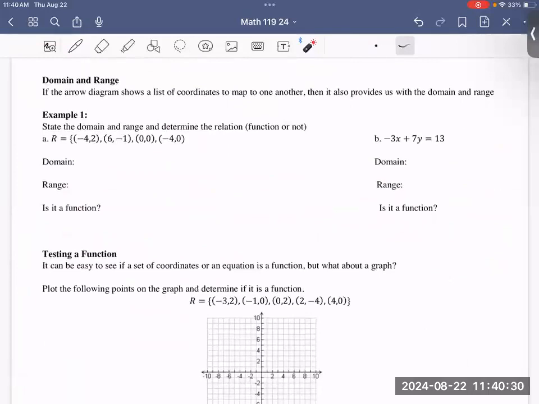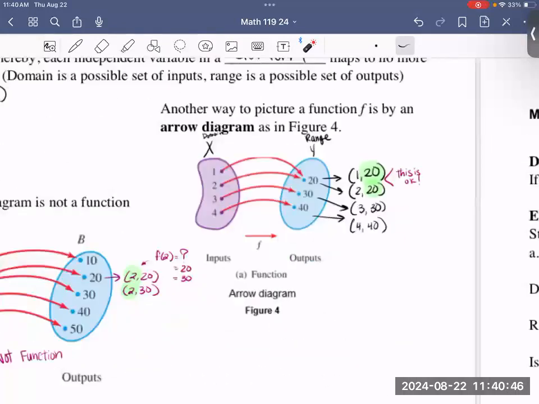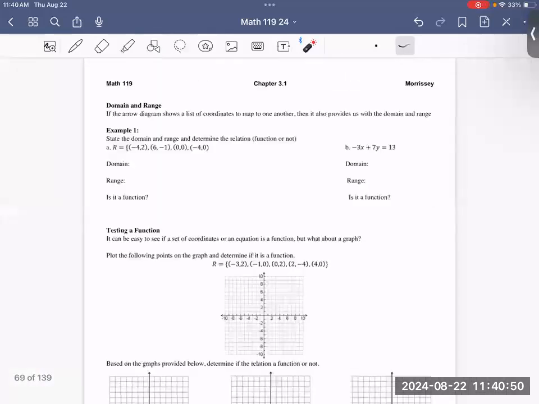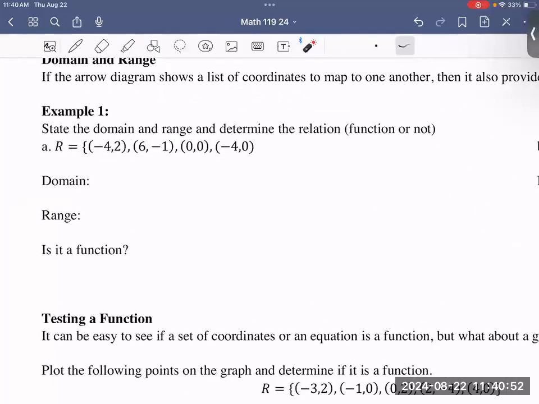So let's talk about domain and range just a little closer. If the arrow diagram shows a list of coordinates to map one to another, then it also provides us with your domain and range, because keep in mind, these are just a series of coordinates right here. So let's see example 1. Can you state the domain and range and determine whether or not this is a function?